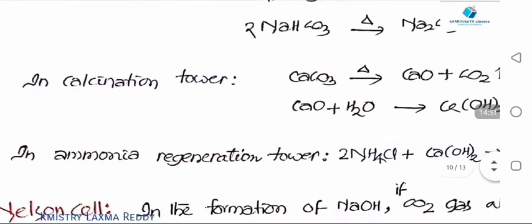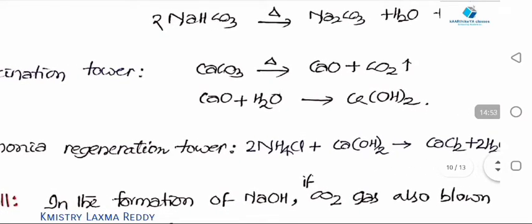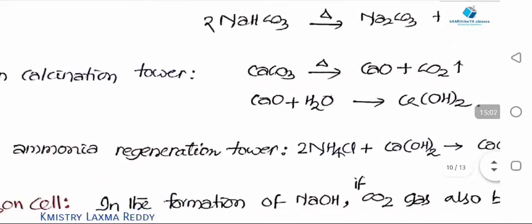So in the calcination tower, the reactions, as I told you: carbon dioxide is obtained from calcium carbonate. On heating, you will get carbon dioxide. This calcium oxide is again treated with water to form calcium hydroxide.